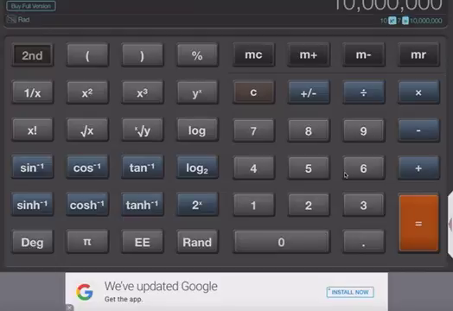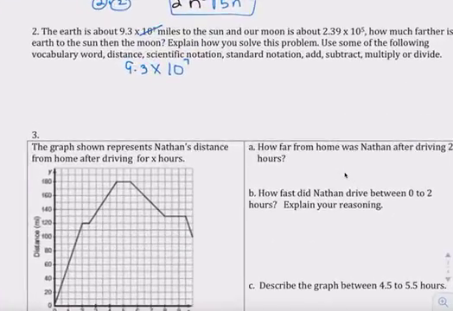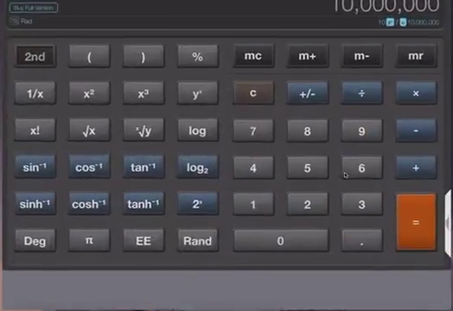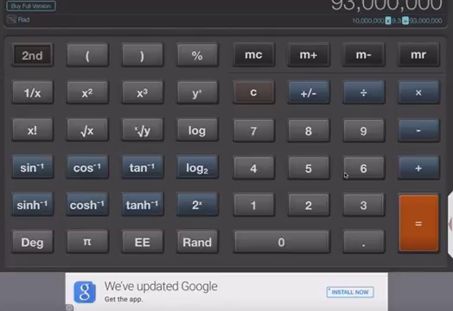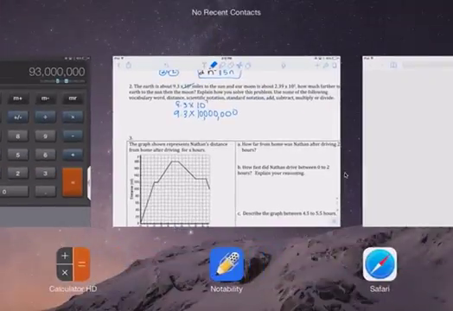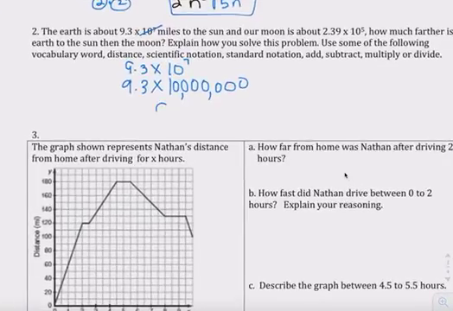So I go back to my problem here, and that's 10 million. Times that by 9.3, times the answer by 9.3, 93 million. So here you get 93 million.